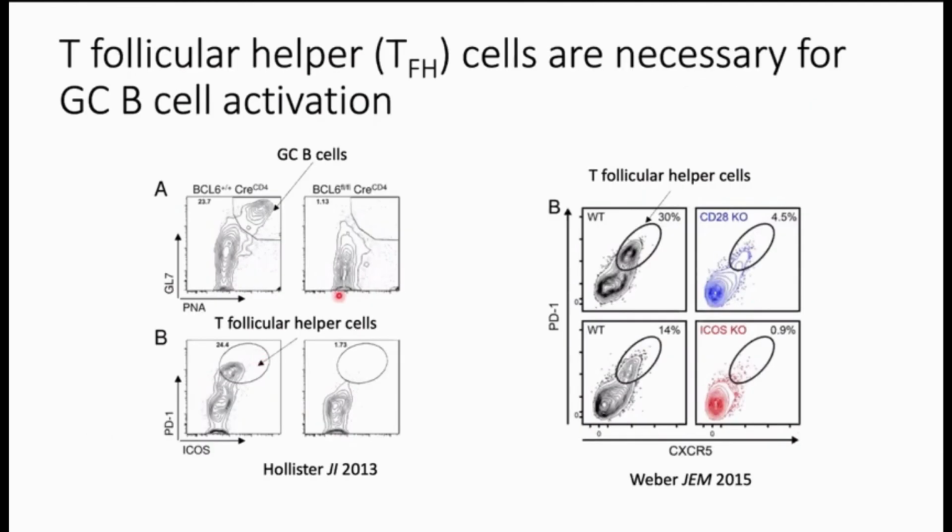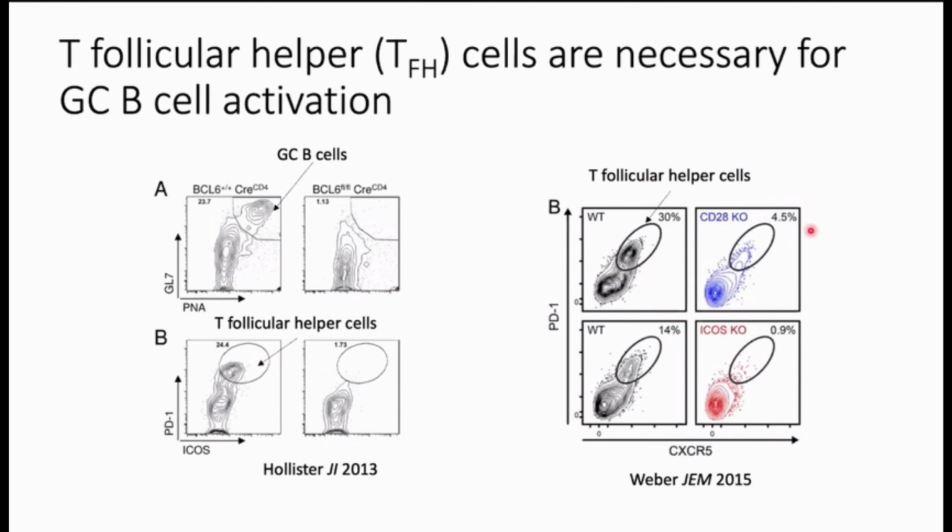And so the TFHs, or the T follicular helper cells that I mentioned earlier, are really necessary for this germinal center B cell activation. On the left is a paper showing how important the TFH is. So in this mouse, they've knocked out TFHs. In this mouse, the TFHs are still present. And you can see that the germinal center B cells in this gate here are absent when TFHs are absent. And this is just showing that the TFHs are absent here and present here.